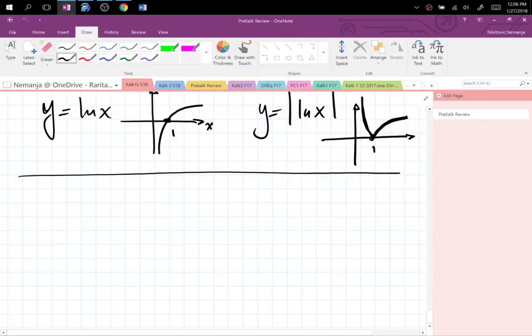Hello and welcome back to Calculus 1. We are still reviewing. So this is the second part where we discuss function composition, combining functions, inverse functions, all of those things that we are going to see a lot in this course in calculus.